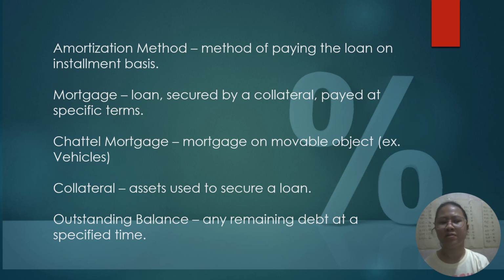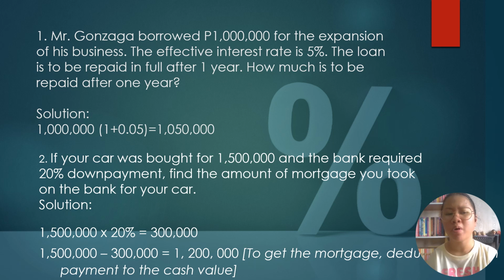Outstanding balance: any remaining debt at a specific time. A loan can be a business loan or a consumer loan. Business loan is money lent to fund business transactions, which requires collateral in the form of real estate or other investment, while consumer loan is money lent to fund personal expenses, which does not usually require collateral. Now, let us solve problems related to business loans and consumer loans. In solving problems on basic loans, we need to use prior knowledge on interest.